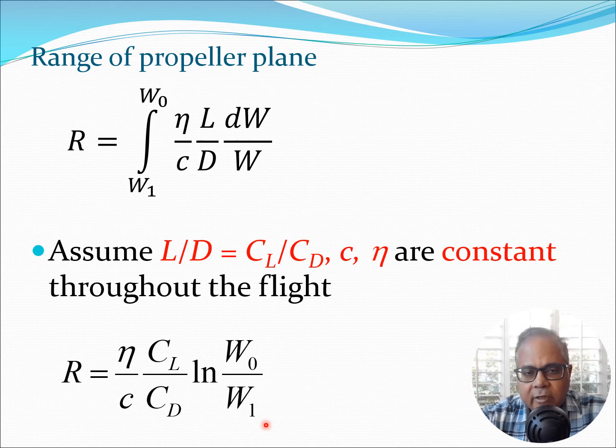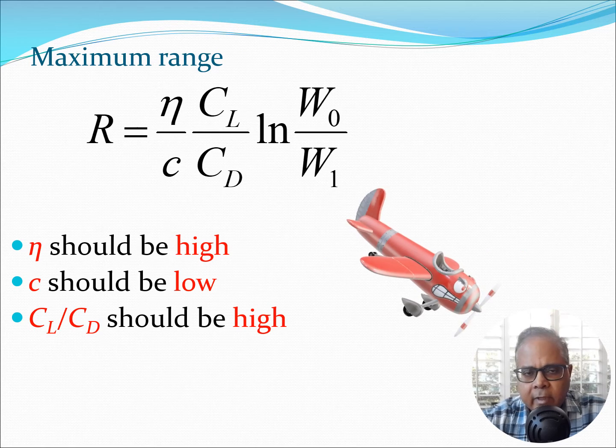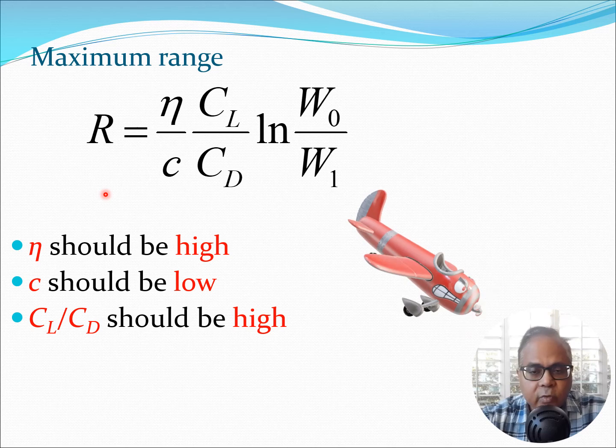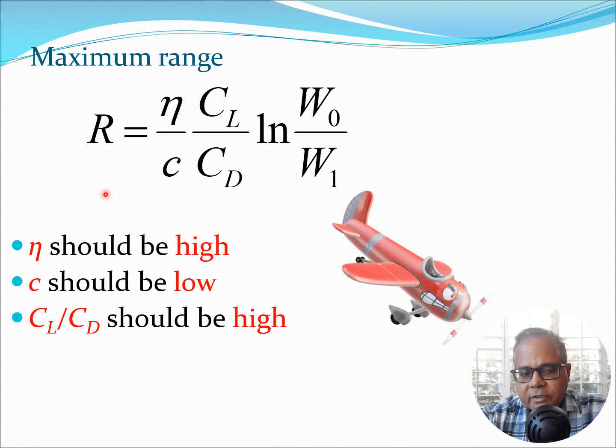So remember from calculus, the integral of dw by w is ln, which is the natural log to the base e. And so W0 and W1 comes because I have the definite integral here. So this is one place where calculus is becoming handy. So let's now write down this formula and try to extract some design information or some aircraft information from here.